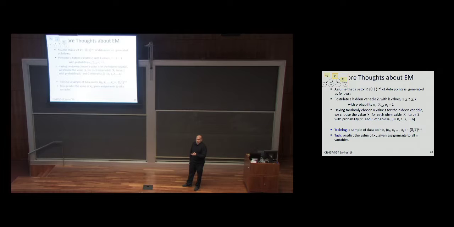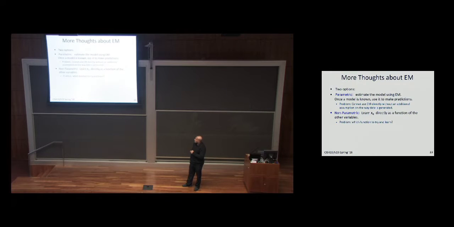Once I have this, I can do whatever I want, right? I can compute the probability of x0 being 1, given x1 up to xn, and I can compute the probability of x0 being 0, given x1 up to xn, and I can make a prediction and choose what I like x0 to be. So this is one option that I have. I'm going to call it the parametric option: learn the model using EM.